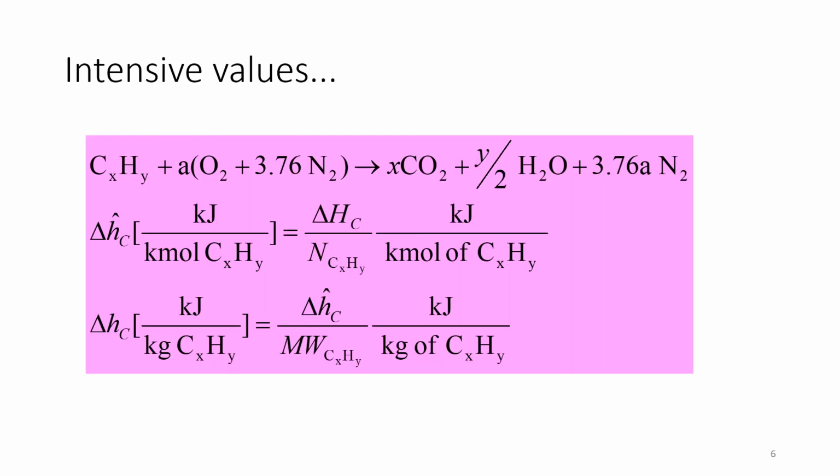As I mentioned, on the previous page we calculated extensive enthalpies. But if you want to find the intensive enthalpy values, how are you going to do it? Heating value for a kilomole of CxHy is given by dividing the delta capital H_C by the number of moles of CxHy, and in this case it is equal to 1. If you want to find the heating value for a kilogram of CxHy, then you divide the delta simple H hat C by the molar weight of CxHy.